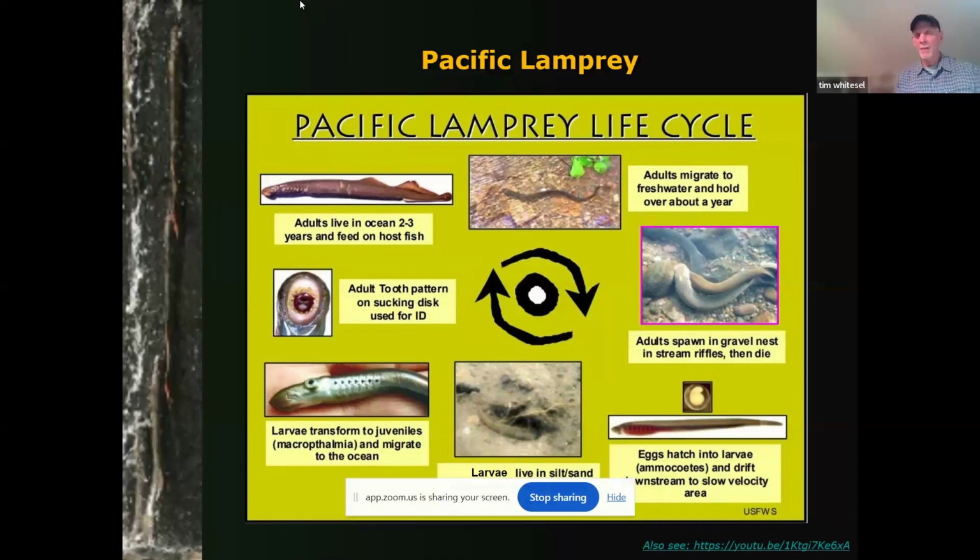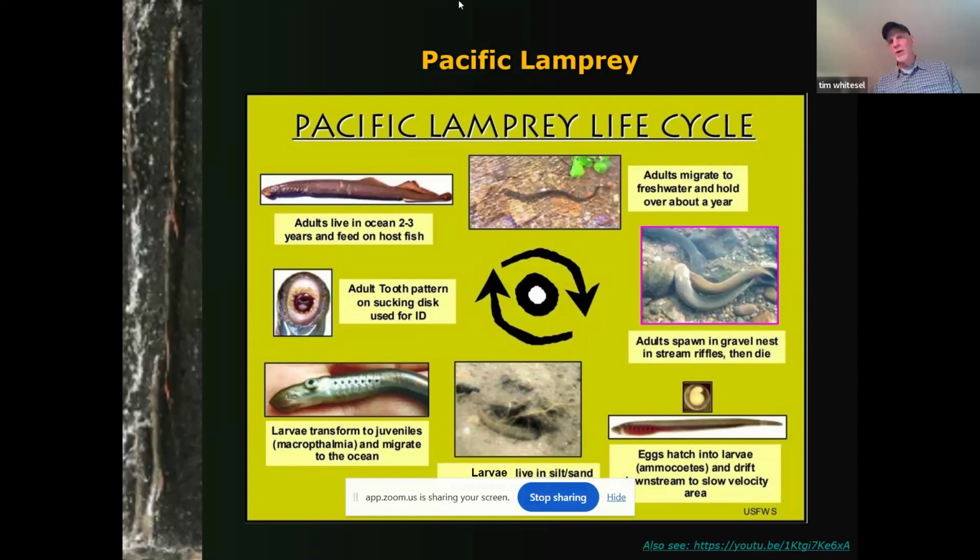One thing to note about that part of their life cycle: yes, they're anadromous, right? So they go freshwater to saltwater, back to freshwater. But unlike salmon, which is what most people are familiar with, they do not home to natal streams. And that has some impact on their population structuring.